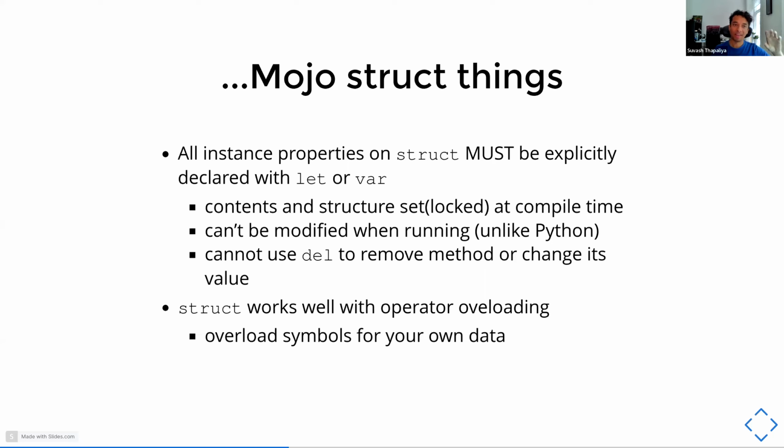Mojo will not let you be less strict. Everything has to be strictly defined. So inside a struct, everything has to be defined with let or a var. You cannot have Python style local variables. And all of these things are set at compile time. You cannot use delete to remove things or change its value. There are some things you can do later, but we'll talk about that later. But yeah, struct works very well with operator overloading. You can have different kinds of, let's say, dunder add for different argument types, if that makes sense.